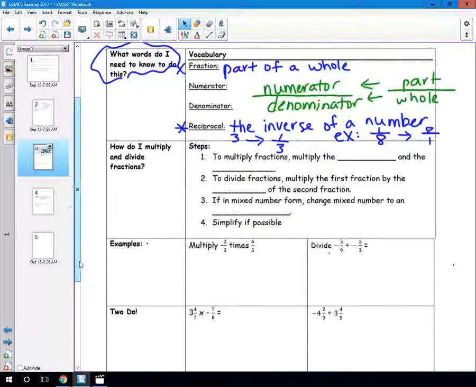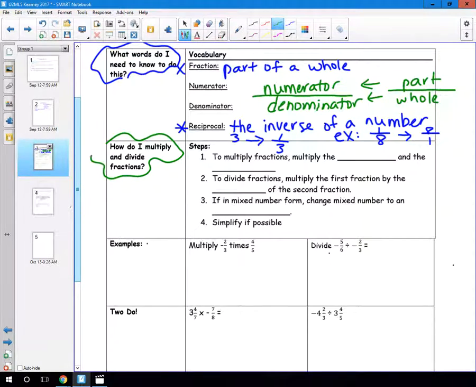My next section is how do I multiply and divide fractions. Let's first talk about multiplying fractions. Nothing has changed. In order to multiply fractions, you're still going to multiply straight across. You multiply the numerators and then multiply the denominators. The only difference is now we have positive and negative numbers.